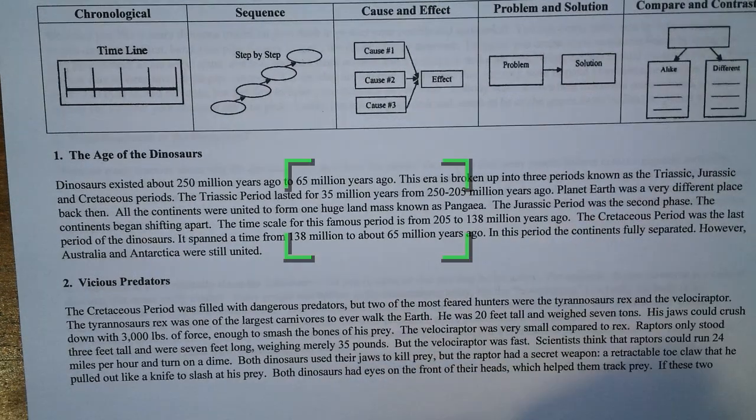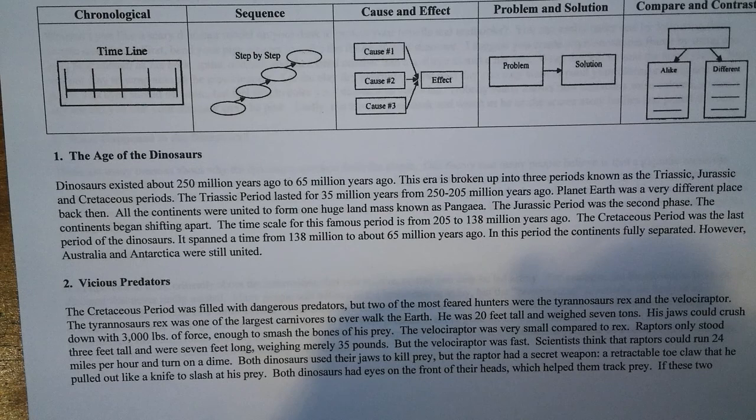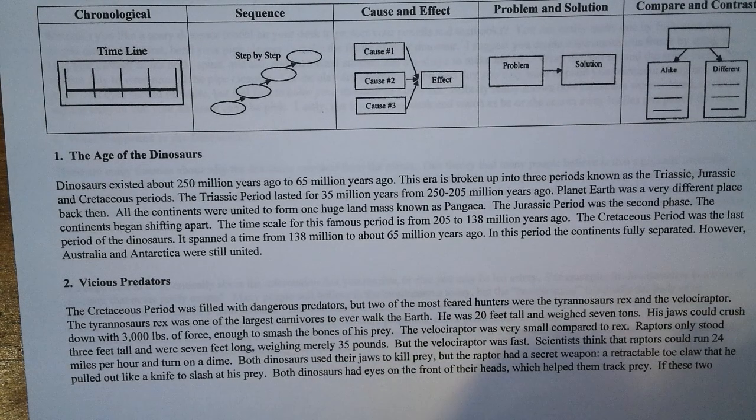Dinosaurs existed about 250 million years ago to 65 million years ago. This era is broken up into 3 periods known as the Triassic, Jurassic, and Cretaceous period. The Triassic period lasted for 35 million years from 250 to 205 million years ago. Planet Earth was a very different place back then. All of the continents were united to form one huge landmass known as Pangea.